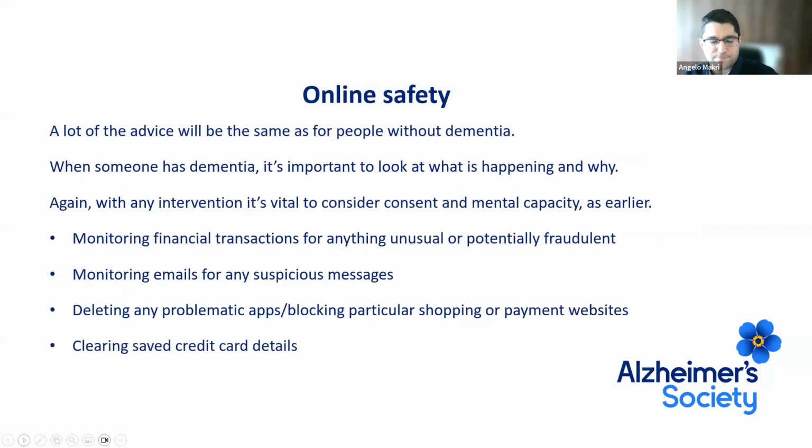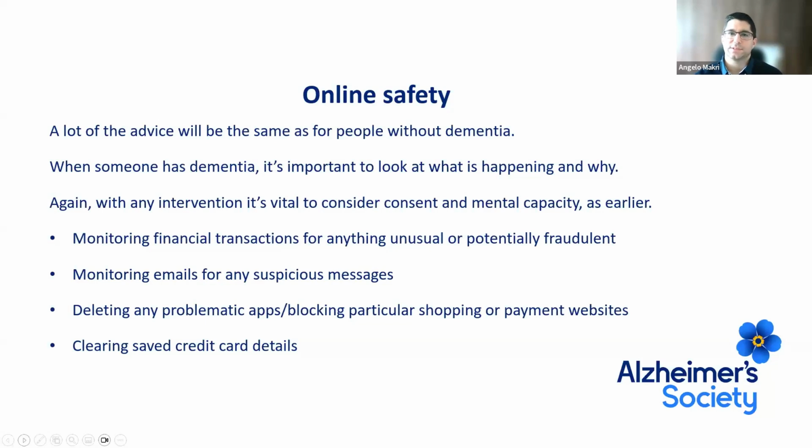Thanks. So very briefly, looking at online safety. A lot of the advice around this is going to be the same for people with dementia and without dementia. So ensuring antivirus software is up to date, setting strict security settings and browser controls, those types of things. That's generally useful for everyone.